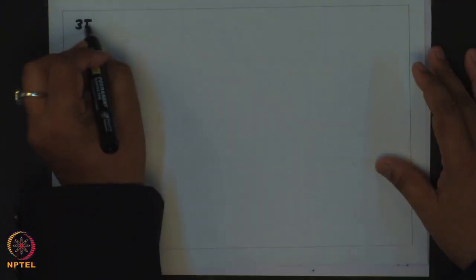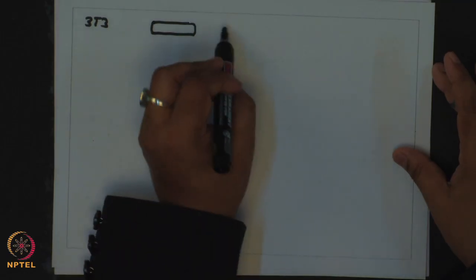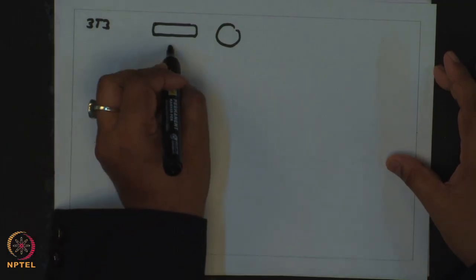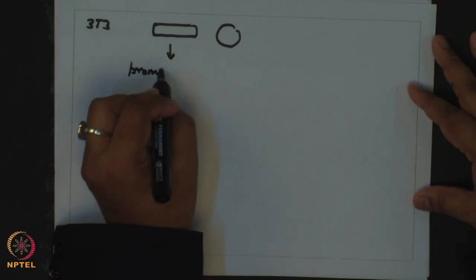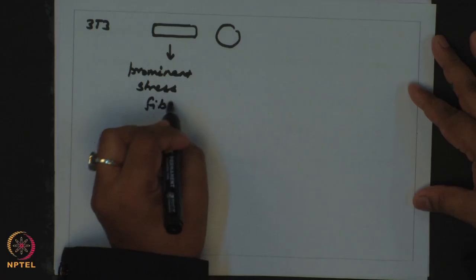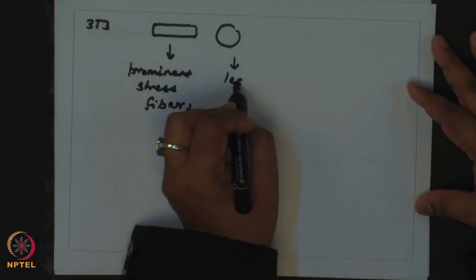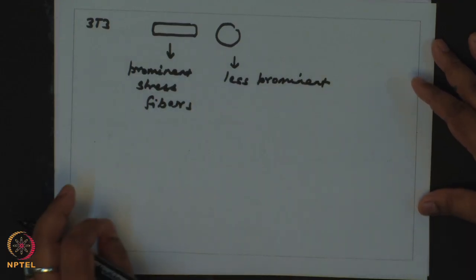What they did once again was plate cells on these islands. They plated 3T3 fibroblasts on these islands. So, you have two geometries, elongated and circular. What they observed was that on this geometry they show prominent stress fibers, indicative of increased contractility, while there were much less prominent stress fibers in this case.